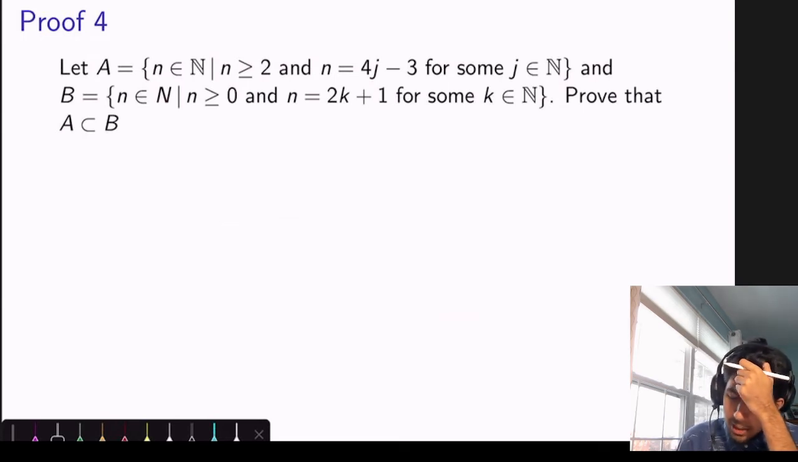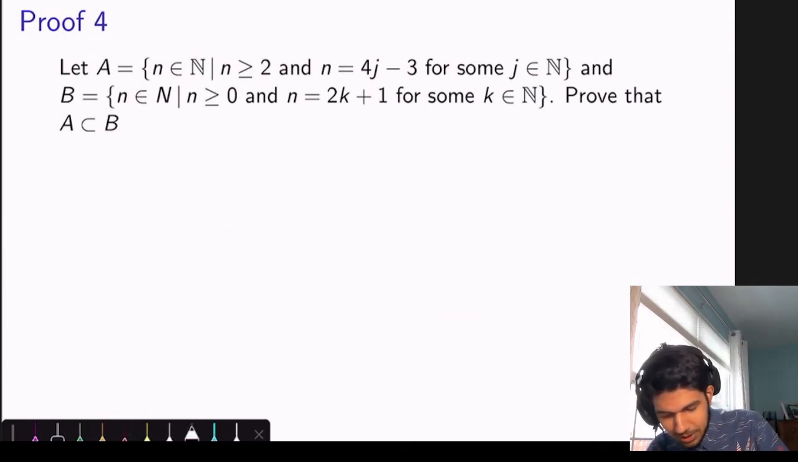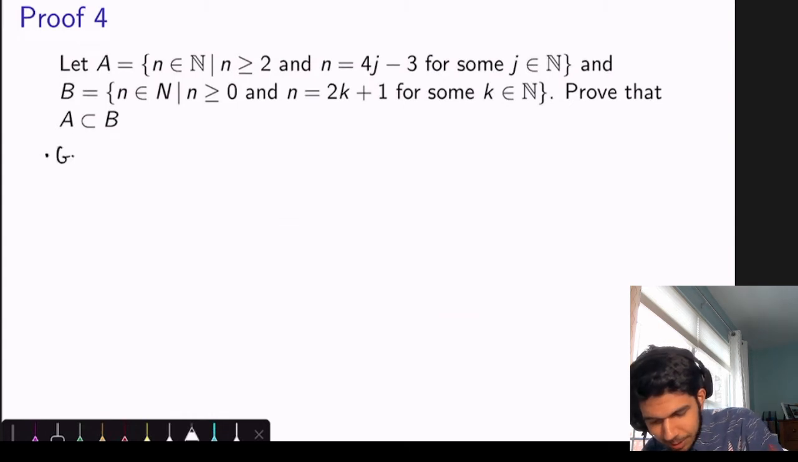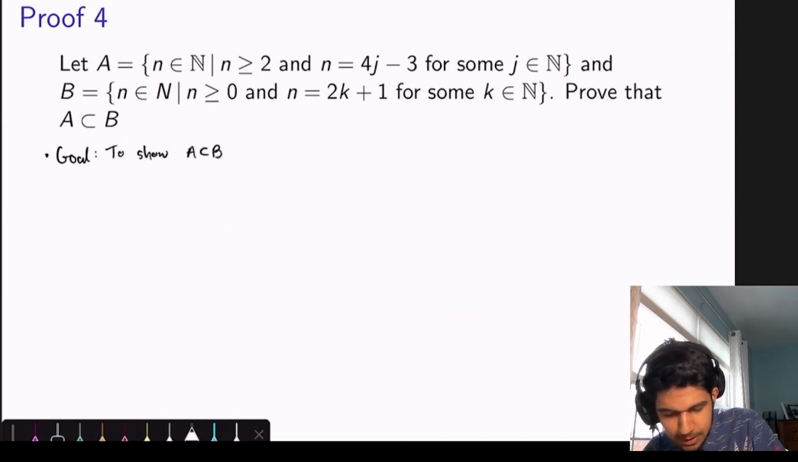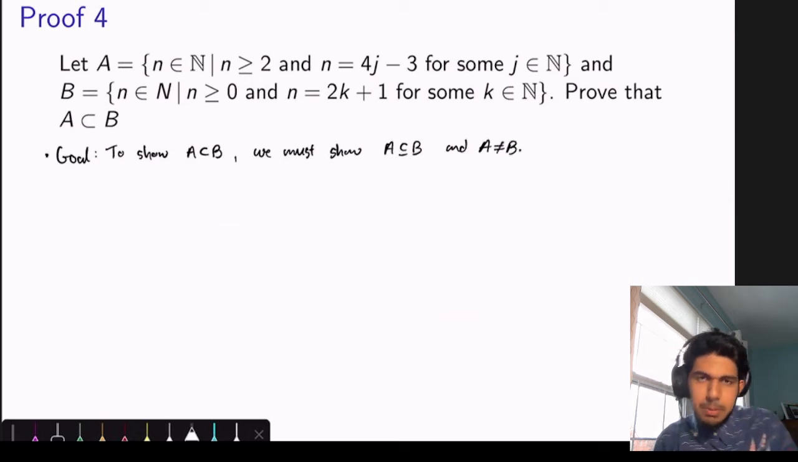So once again, we have some sets given to us, and we want to prove that A is a proper subset of B. So, again, what's our goal? To show A is a proper subset of B, we must show that A is a subset of B and A does not equal B, right? Just by our definitions.